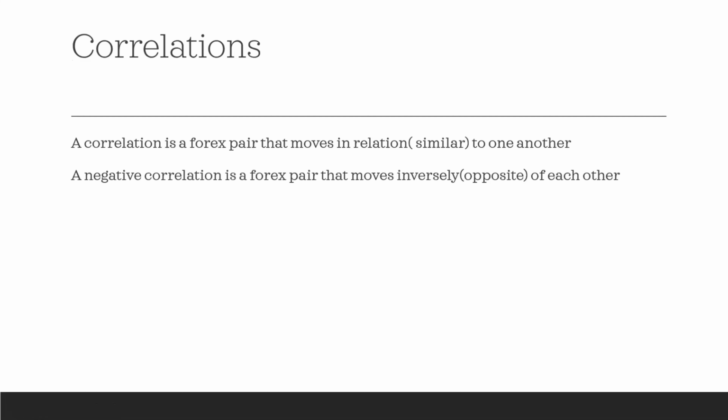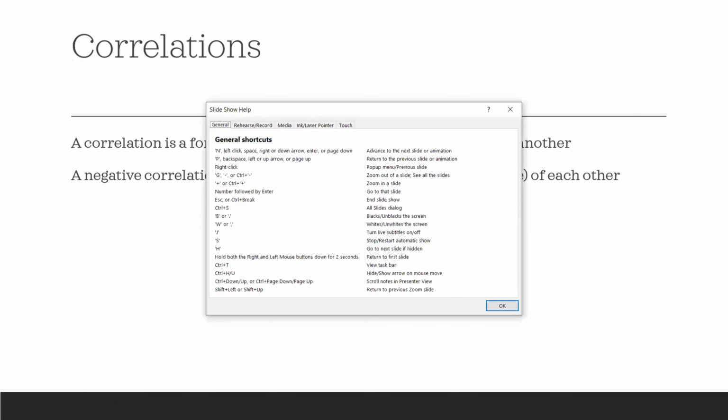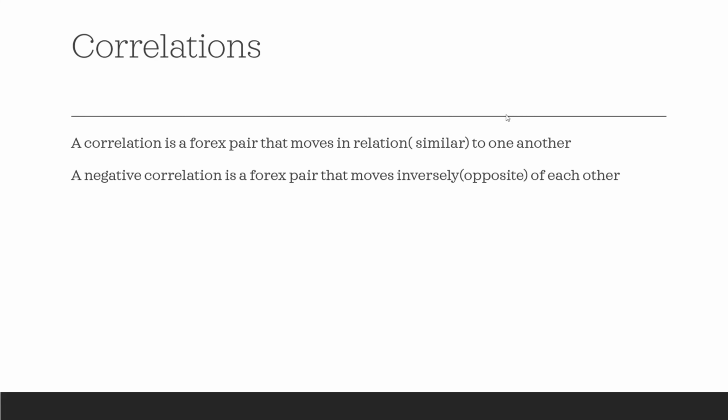Correlation. A correlation is a force pair that moves in relation similar to one another. A negative correlation is a force pair that moves inversely opposite to each other. So let's take DXY, for example: DXY, USD MXN, USD CAD, so on and so forth. All the ones with USD in them, they all correlate with each other.